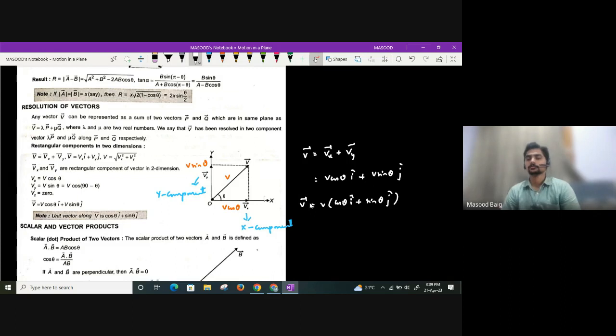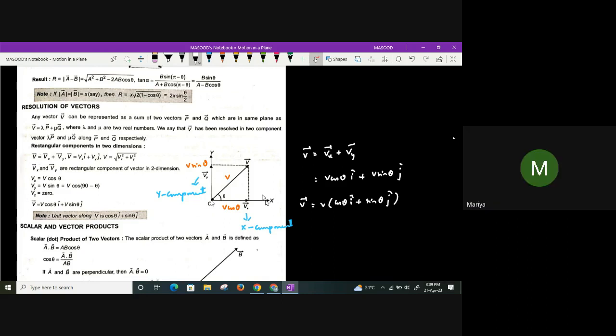Yes or no? Resolution of vectors is very important again. For theta, this side is adjacent, so adjacent will always be represented in terms of cos. For theta, this side is opposite, so opposite will always be represented in terms of sine. Understood? How many components can a vector have?